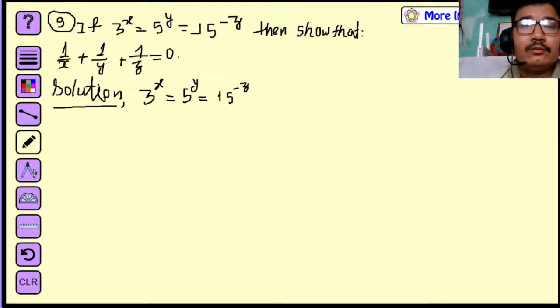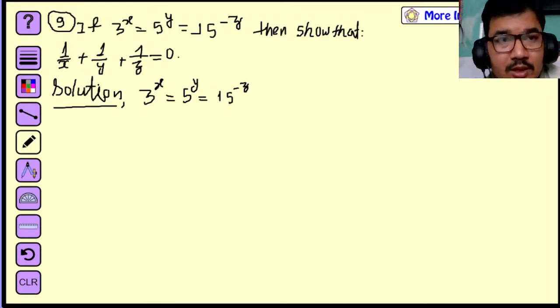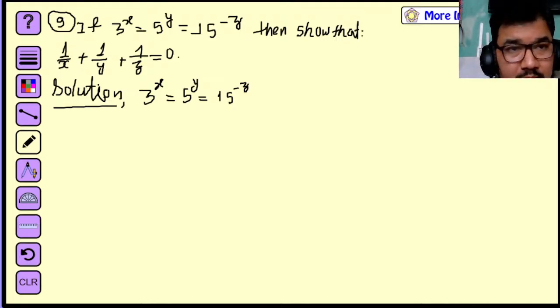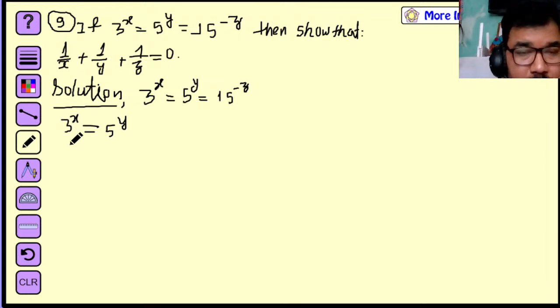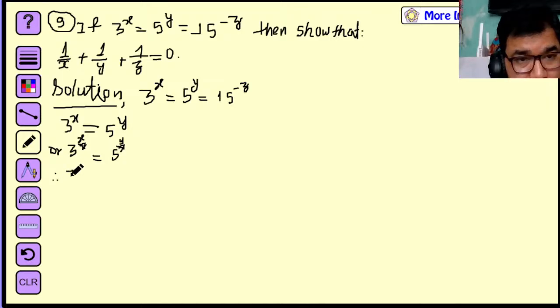And now look here, according to this question, 3 to the power x equals 15 to the power minus z, and they are equal to each other. Write like this. First of all, write 3 to the power x equals 5 to the power y. Now we can divide the powers. If we divide the power by x, then what happens? 3 to the power x divided by x, and 5 to the power y also divided by x. Both the powers should be divided by the same. Then 3 equals 5 to the power y by x, which will remain here.